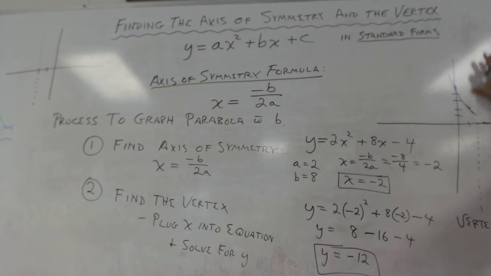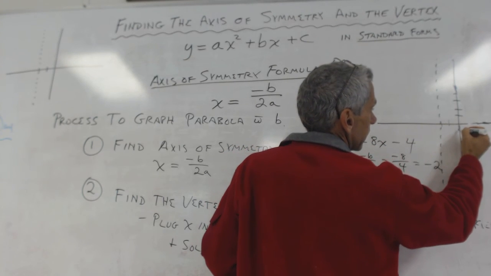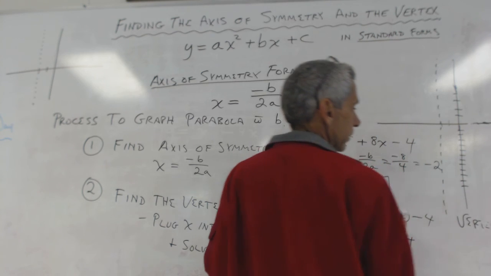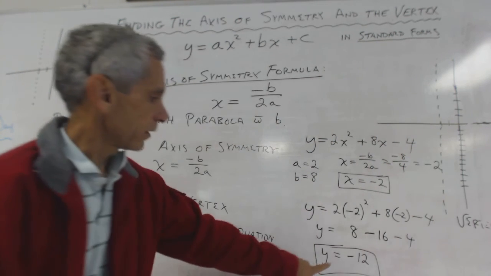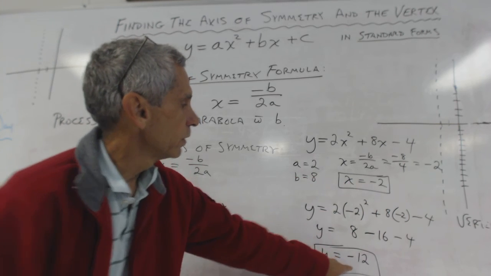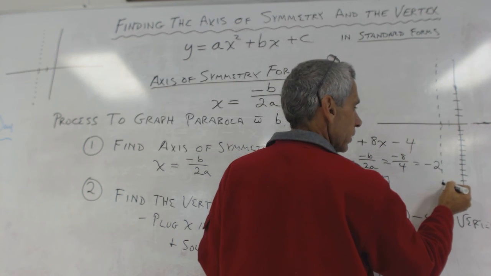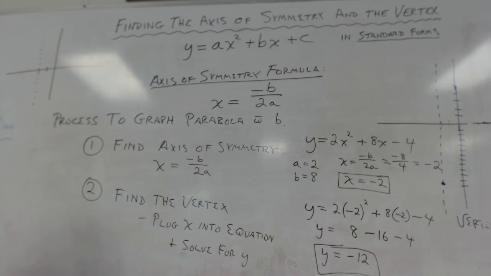We'll just get rid of this, because it's over in this side. Okay, here we go. Negative 2. Dash line, that's my axis of symmetry. Somewhere on that line is my vertex. So this is going to be negative 1, 2, 3, 4, 5, 6, 7, 8, 9, 10, 11, 12. That's negative 12. So my vertex is negative 2, negative 12. Dot, right there. You guys agree with me? That's my vertex.